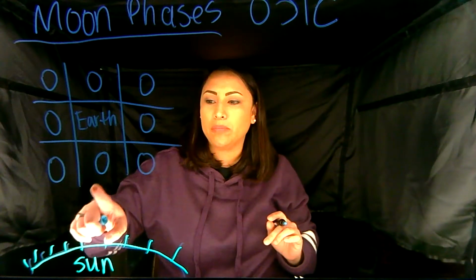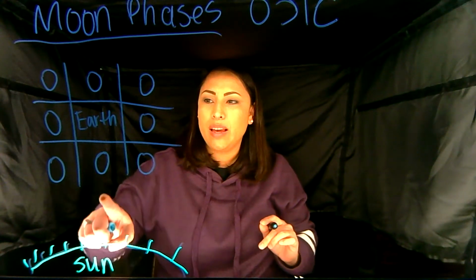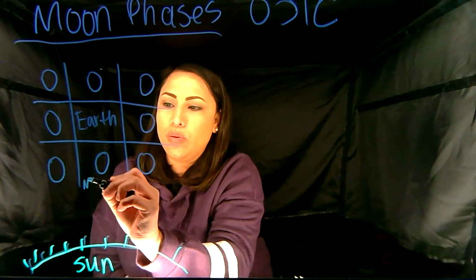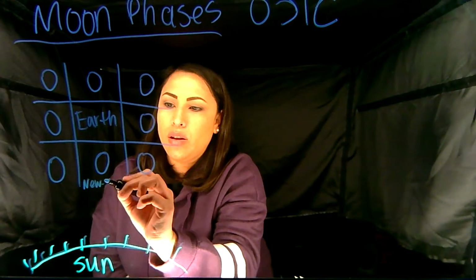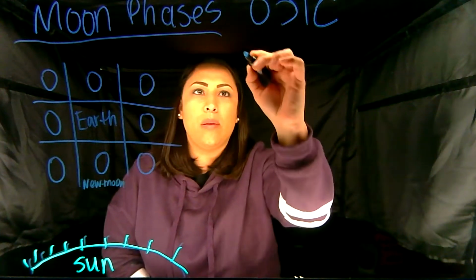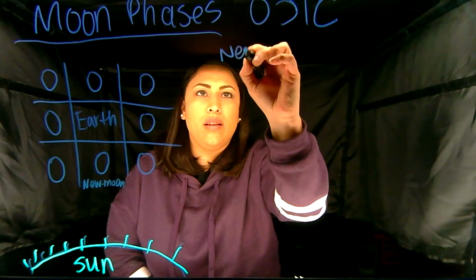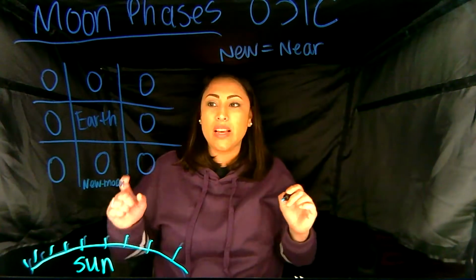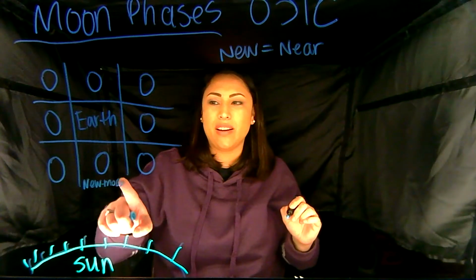Okay, so now we always start with the moon closest to the sun. This is our new moon. And our new, I'm going to write it over here. New is near the sun, just to help us remember. New is near. So new moon.